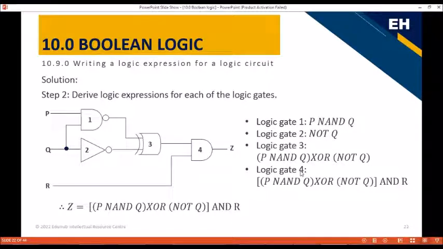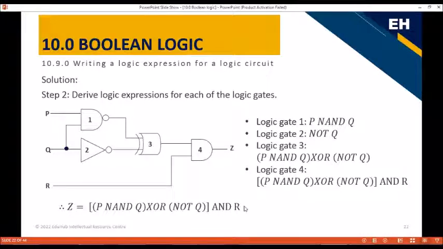The fourth logic gate is this. So whatever I have at the third level is combined with the value of R. So I have P NAND Q XOR NOT Q, all together combined using the AND gate with R. Therefore, I have Z equals P NAND Q XOR NOT Q, enclosed within a bracket, AND R.